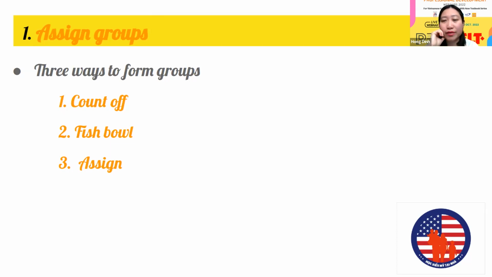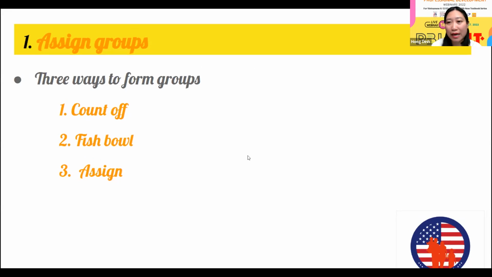I find this really easy to do, especially, for example, if you have a group project about different parts of Vietnam, then you will have them count 1, 2, 3, because there will be central, north, and south. That's the first way to form a group.